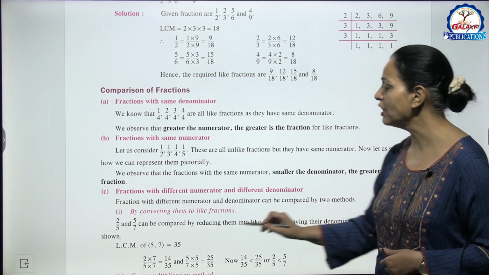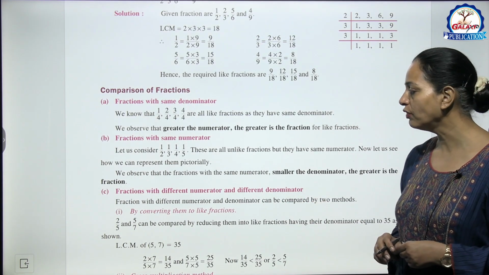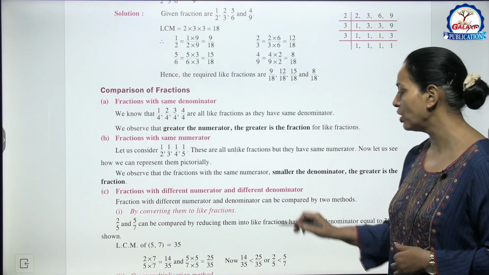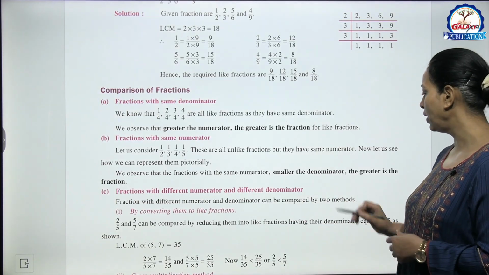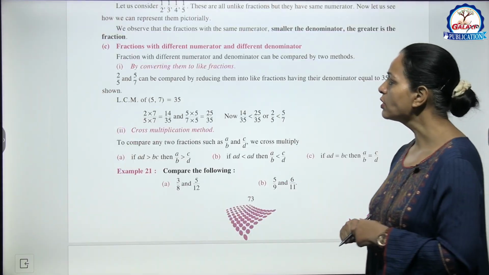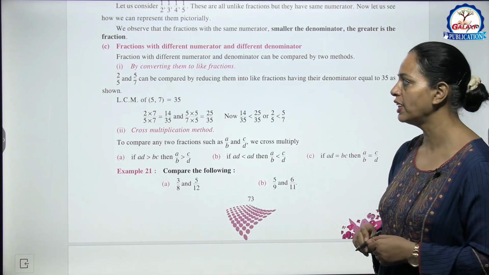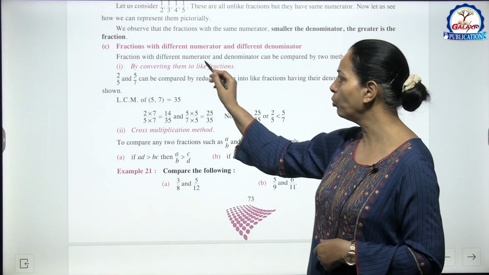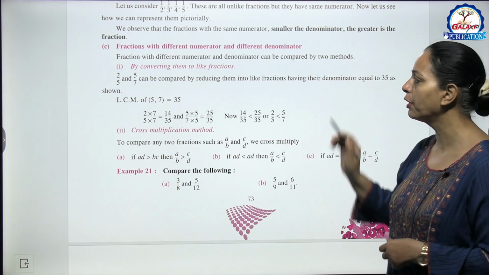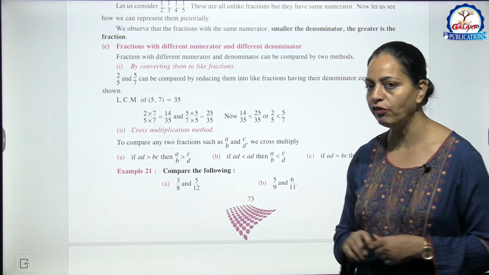So now let us see how we can represent them pictorially. So we observe that for fractions with the same numerator, the smaller the denominator, the greater is the fraction. Okay. Now C part, fractions with different numerators and different denominators. Fractions with different numerators and denominators can be compared by two methods. The first one is by converting them to like fractions.